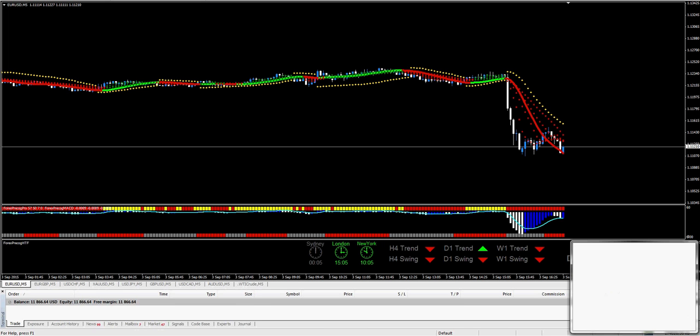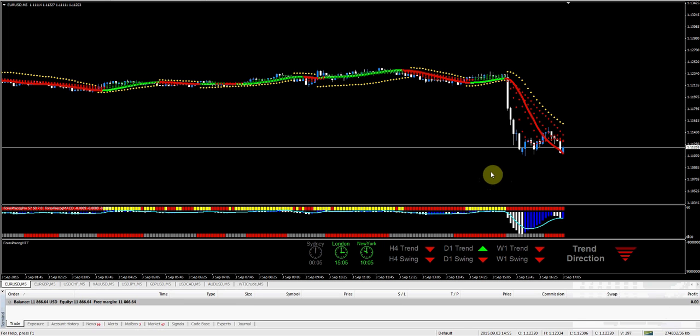Hey folks, today is September the 3rd. As you can see here, we're currently looking at a Euro USD 5-minute chart. I've been switching back and forth between the 5 and 15 minutes, and I just happened to notice that we're setting up for a trade here.